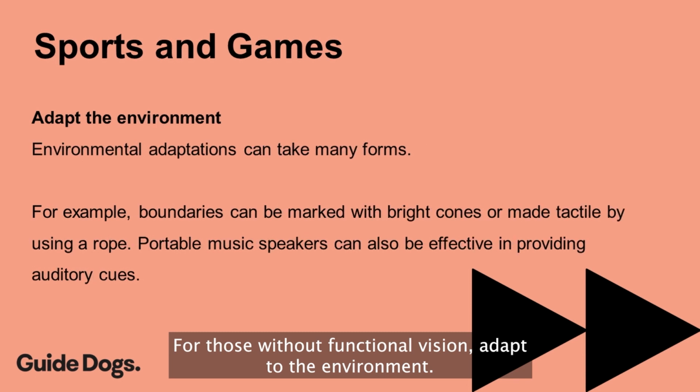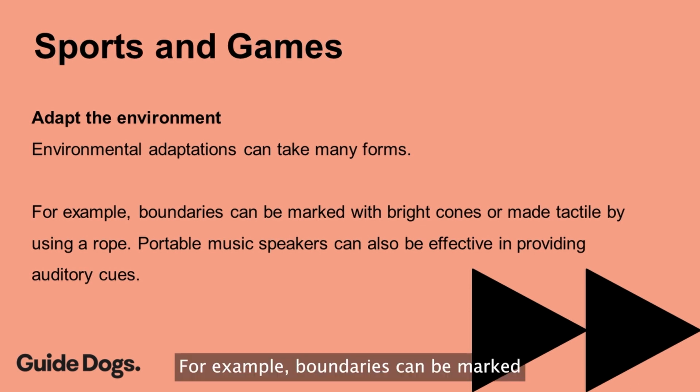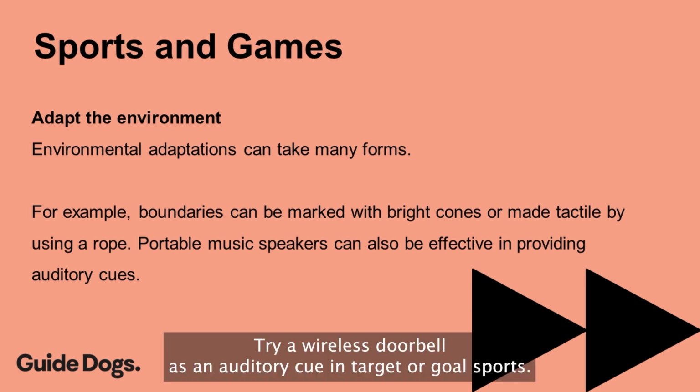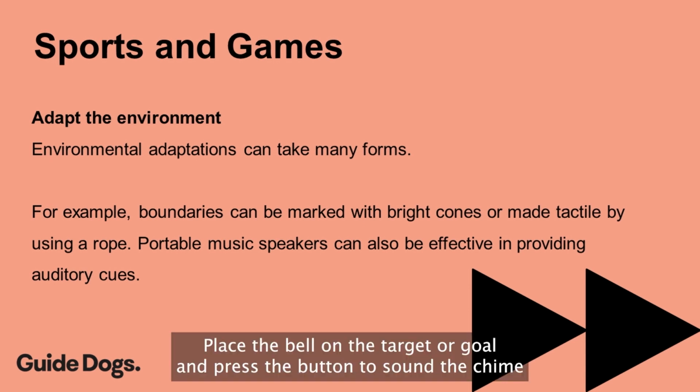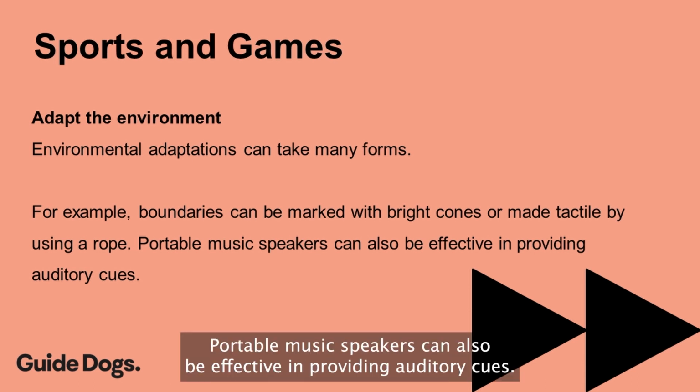Adapt to the environment. Environmental adaptations can take many forms. For example, boundaries can be marked with bright cones or made tactile by using a rope. Try a wireless doorbell as an auditory cue in target or goal sports. Place the bell on the target or goal and press the button to sound the chime as a student is aiming. Portable music speakers can also be effective in providing auditory cues.